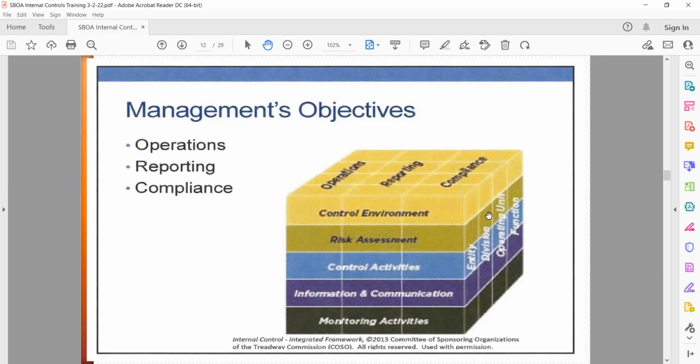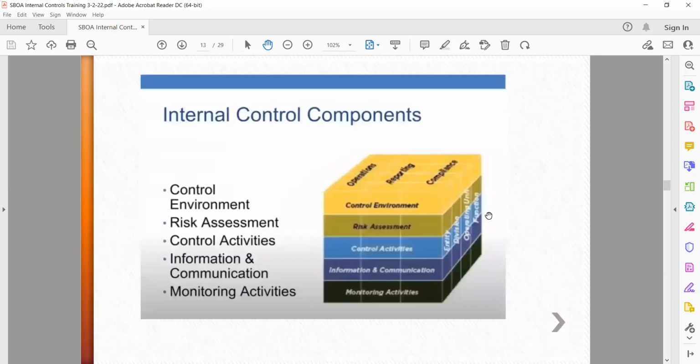To ensure all the objectives are met, the unit may need to establish multiple controls, or may be able to establish a control that meets multiple objectives. When designing a control system, all 5 internal control components should be addressed: control environment, risk assessment, control activities, information and communication, and monitoring activities. If any of the 5 components is missing, true internal control is not achieved.